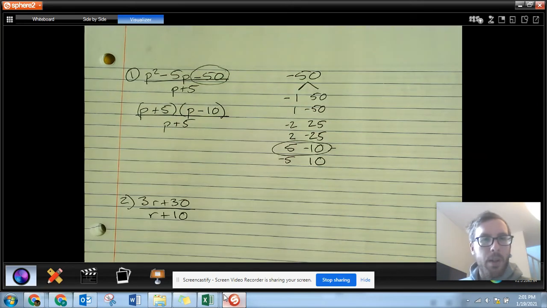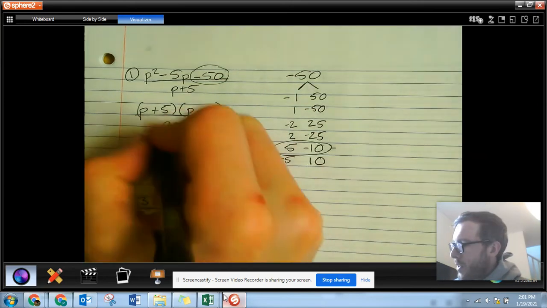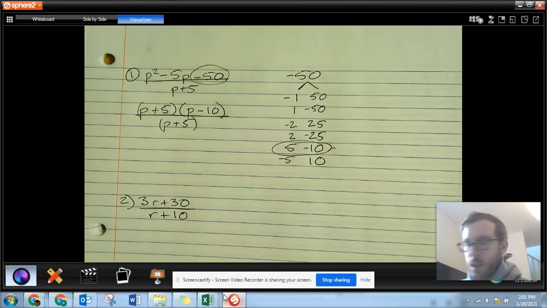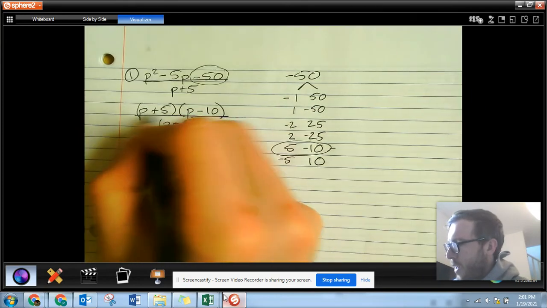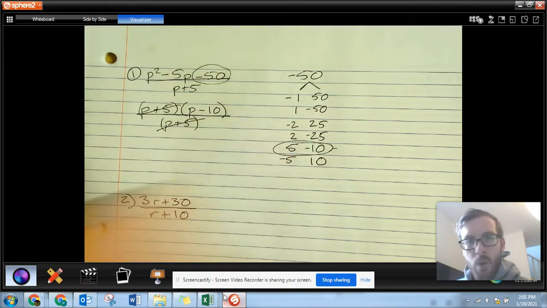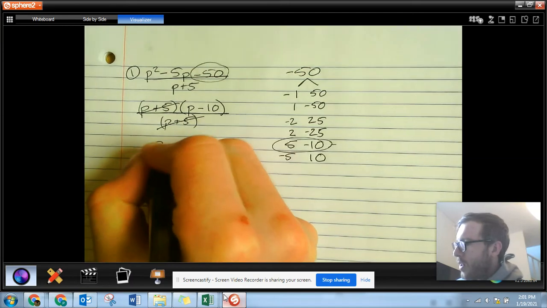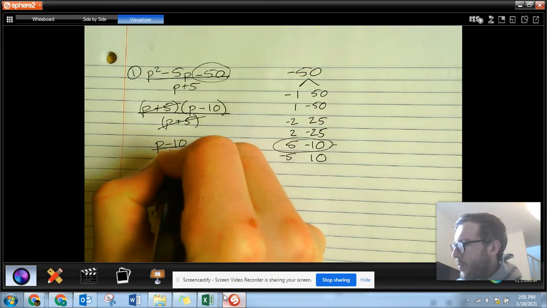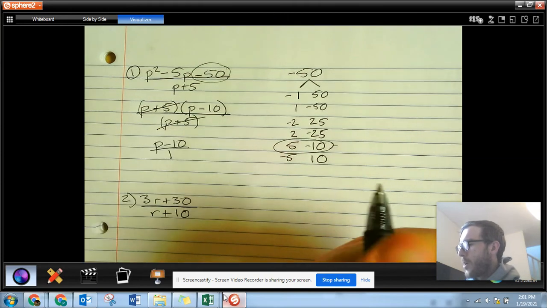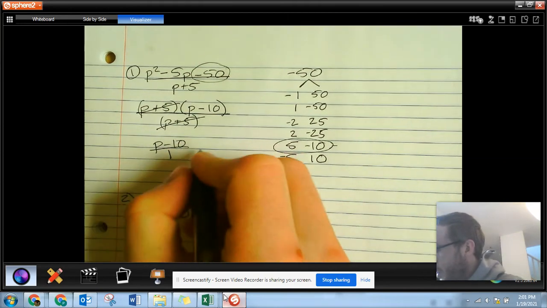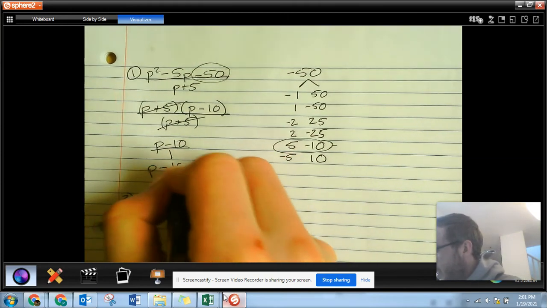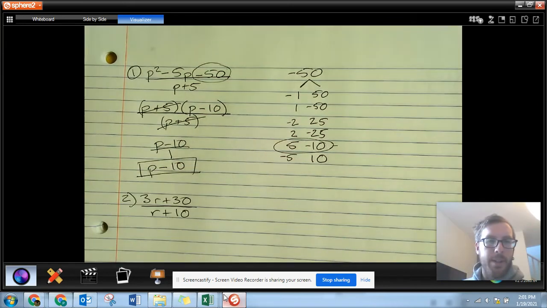Notice that we have a p plus 5 now in the denominator as well. Because these are the same, because we have a factor p plus 5 in both, we can eliminate that. Get out your canceling machete, take them down, leaving only p minus 10 over 1. When we eliminate something, we've got to leave a 1 there. And that's just p minus 10. So that first one simplifies to p minus 10.